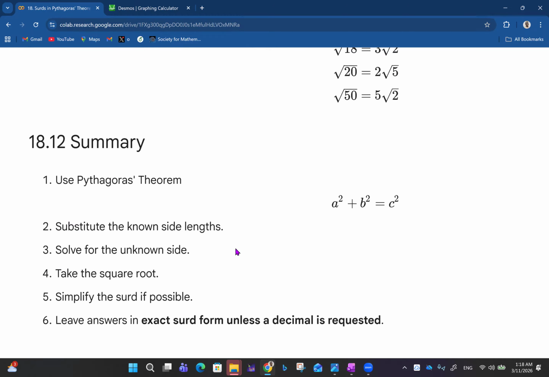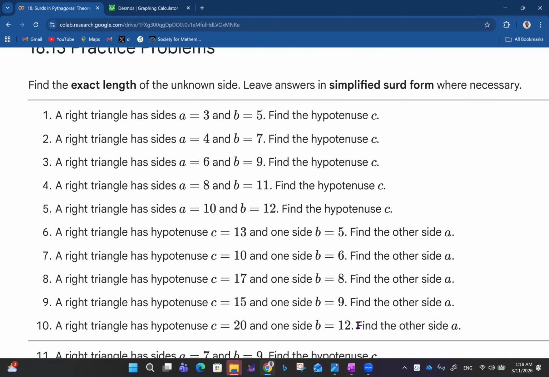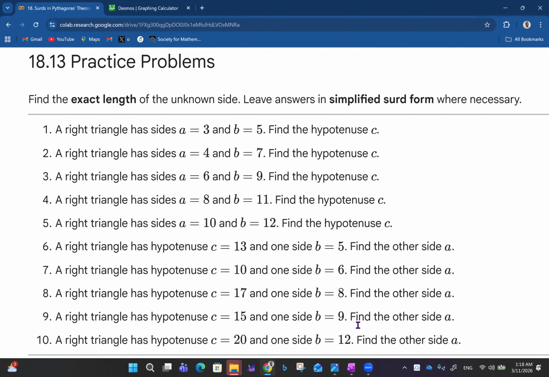You can substitute the known side lengths and solve for the unknown side. Then you take the square root, simplify the surd if possible, and leave answers in exact surd form unless a decimal is requested. So if you are required to do a decimal, then you can do that. If not, you can leave the answer in surd form. It's better like that.